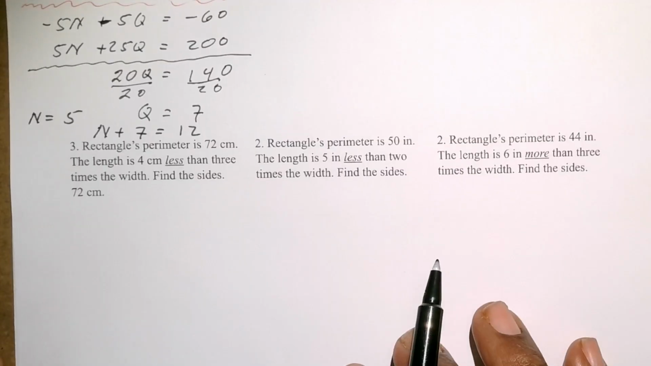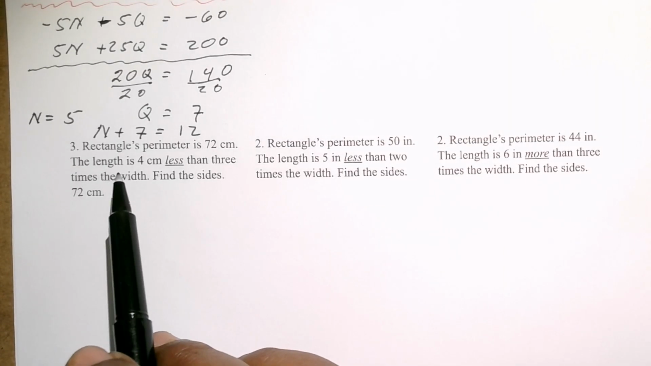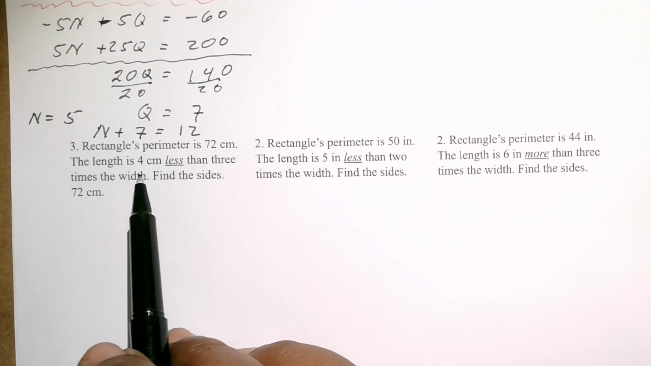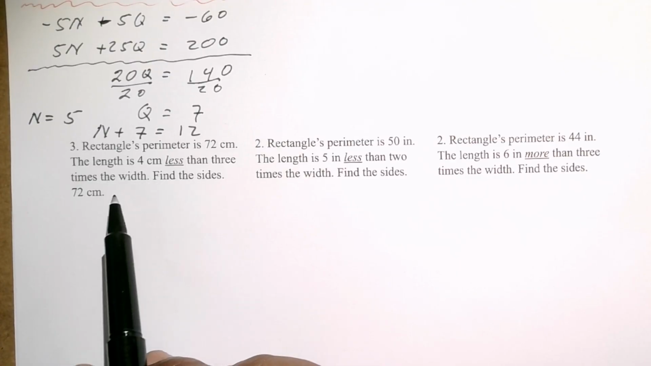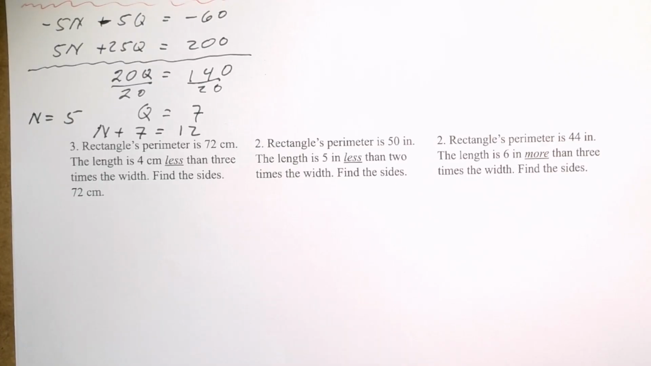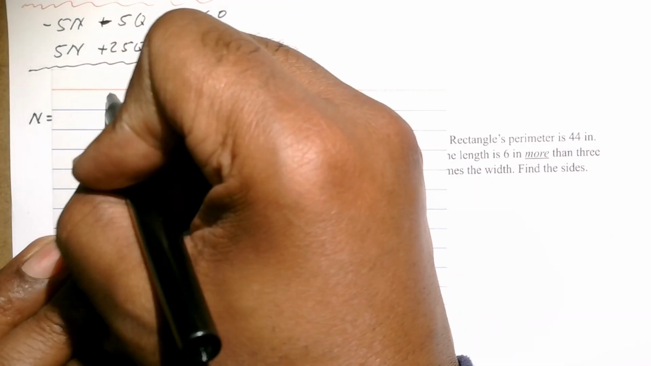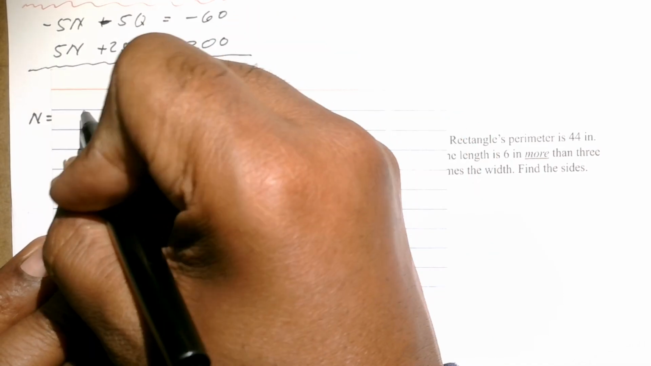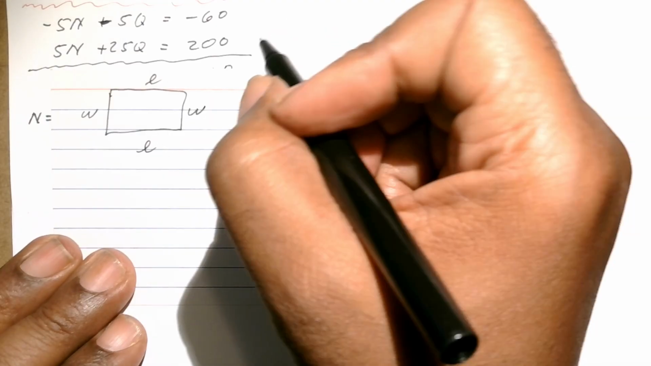Next, the rectangle's perimeter is 72. The length is 4 centimeters less than 3 times the width. Find the sides. Well, this is how a rectangle is made. A rectangle is made by having a length here, a width, a second length, and then a second width.